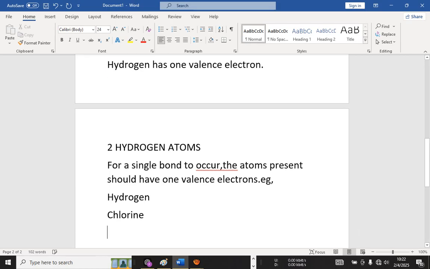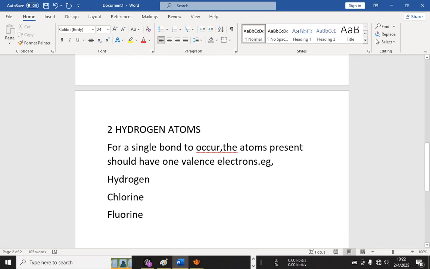Now, I think the other one can be fluorine, because we are dealing with nonmetals, and the other one can be iodine. So you can try out these examples and you will see what you will get. If you find any difficulty carrying out these examples in their structures to identify their single covalent bond, you may comment in the comment section and see how I can help you.